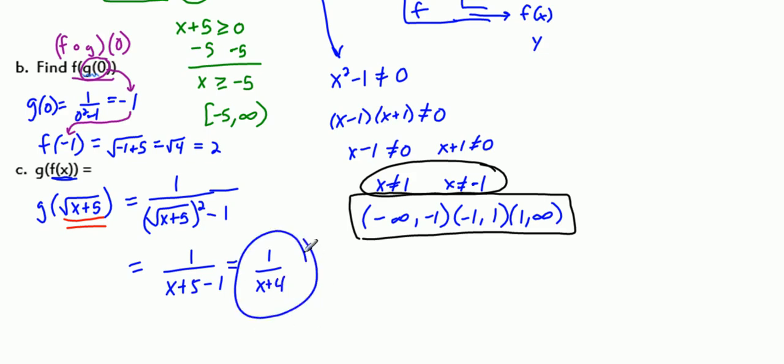Now as far as domain goes, you can see here that x can't be negative 4, but you would also have the original domain of f attached, because before you can make it into g, you have to make it through f. So the domain of composition of functions gets a little more complicated. I just really wanted to focus on plugging expressions in. Okay? Which brings us to this question.